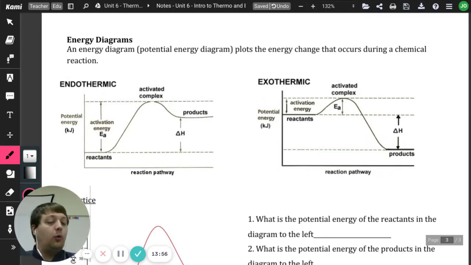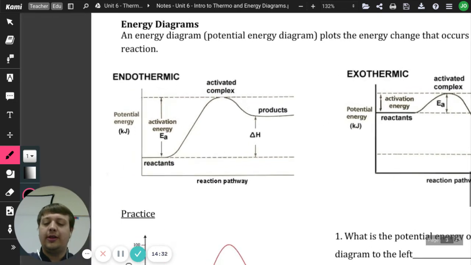All right, so one last page here on the notes for today, and then we will be done. All right, so energy diagrams. So we've already looked a little bit at those potential energy diagrams, but I did want to go a little bit more into depth just to make sure y'all really understand what's going on inside of them. So an energy diagram, which is also called a potential energy diagram, is going to plot the energy change that occurs during a chemical reaction. So it's looking at that chemical reaction as a whole, and it's seeing how that energy changed from where we started at the reactants to where we ended at the products.